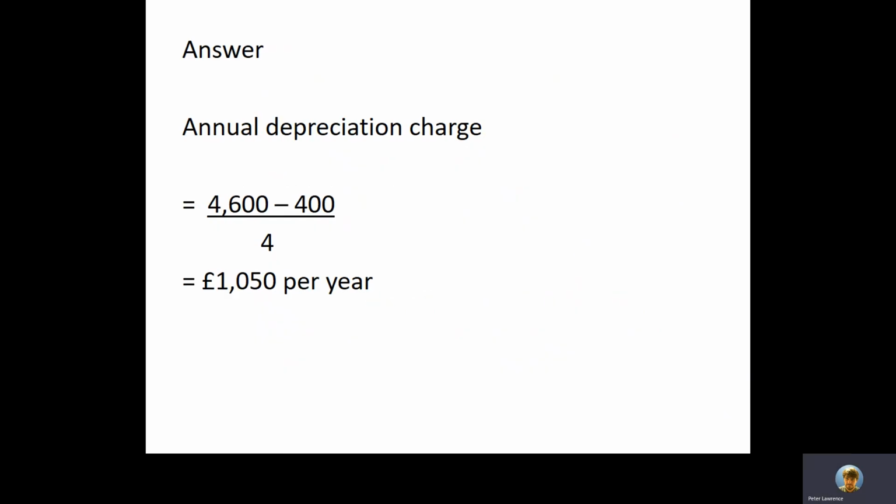So the first thing we're going to calculate is that annual depreciation charge, the amount that's going to go on our income statement. So remember what I said, what you type into your calculator and when you press equals, the answer that comes up, that is the amount of the expense. You'd have typed in 4,600 minus 400, so cost minus residual value, divided by the 4 years of life, and you'll get 1,050 appear on your calculator. That will be the expense for the year.